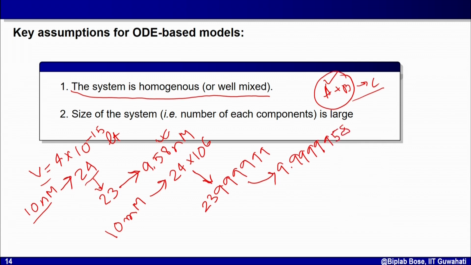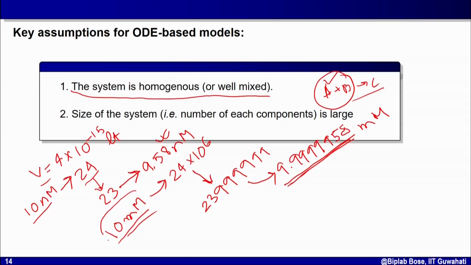58 or similar to that. So what I want to show here is that, if you have 10 millimolar, a change in one copy of the molecule will cause only a slight change in the concentration. So remember, here the concentration change is not abrupt.